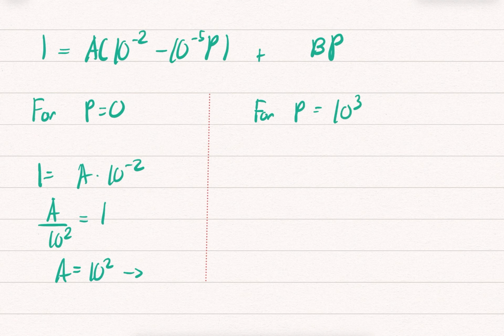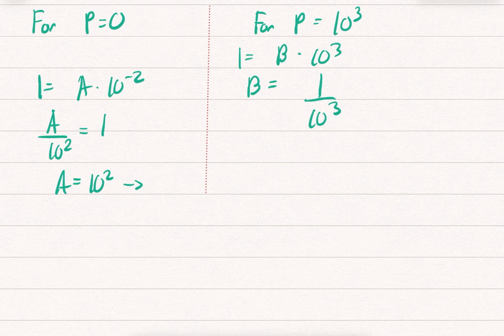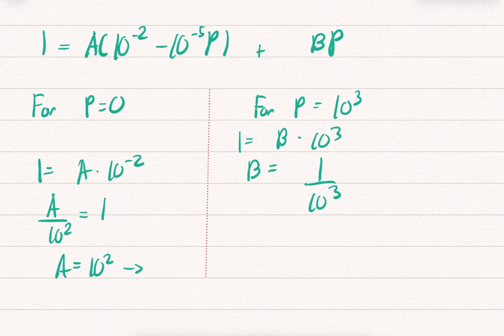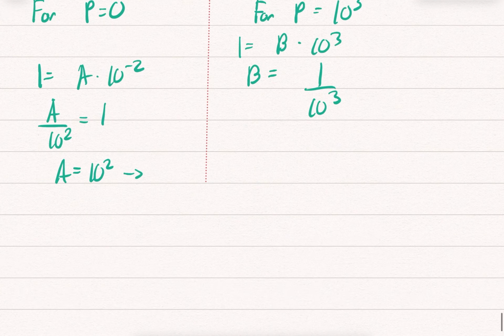So for P equals 10 cubed, then I'm going to get 1 equals B times 10 cubed. So now B equals 1 over 10 cubed. Okay? So, cool there. We have different things, so we're fine at that. But let's just keep going with it and see what we get.